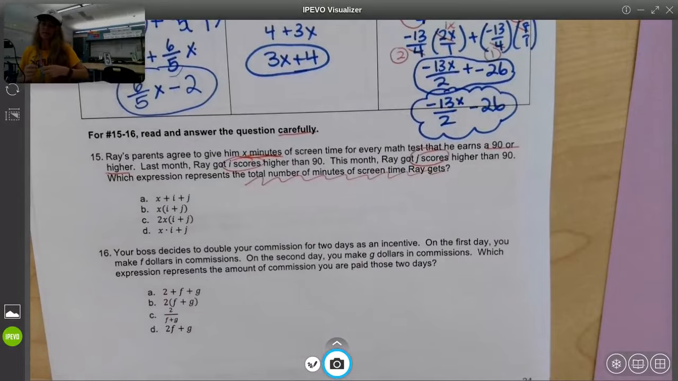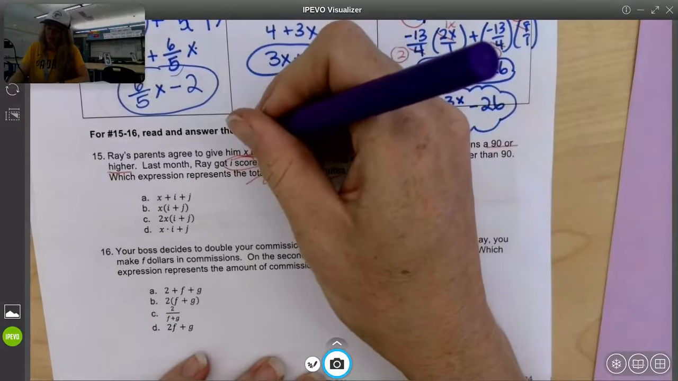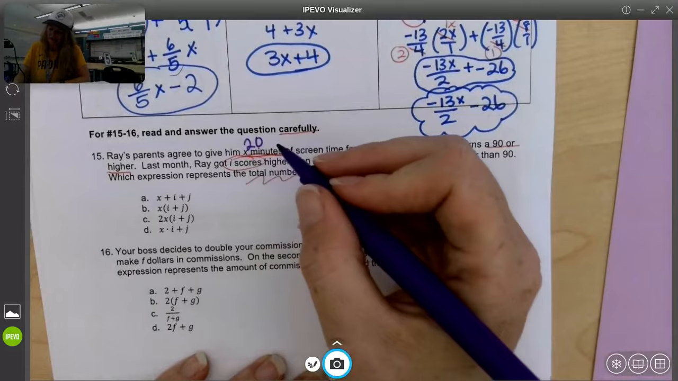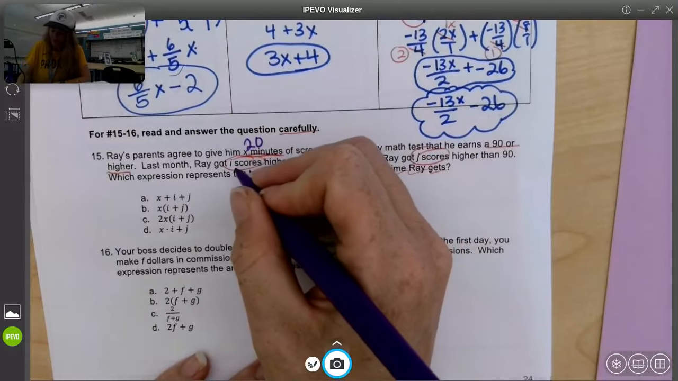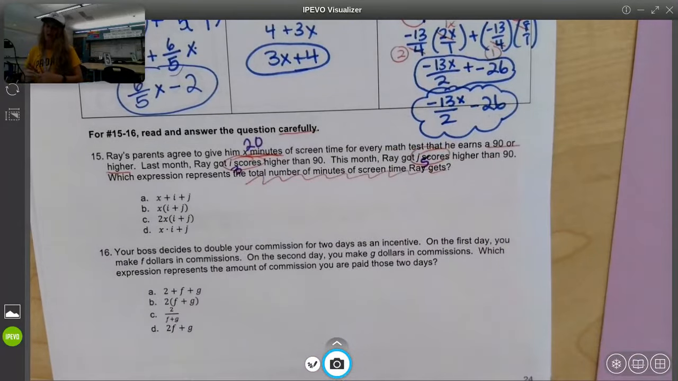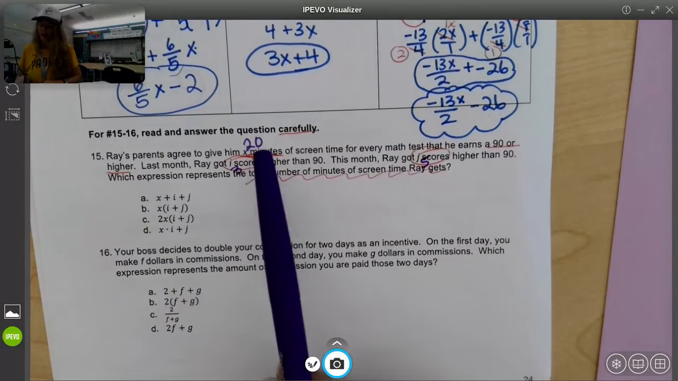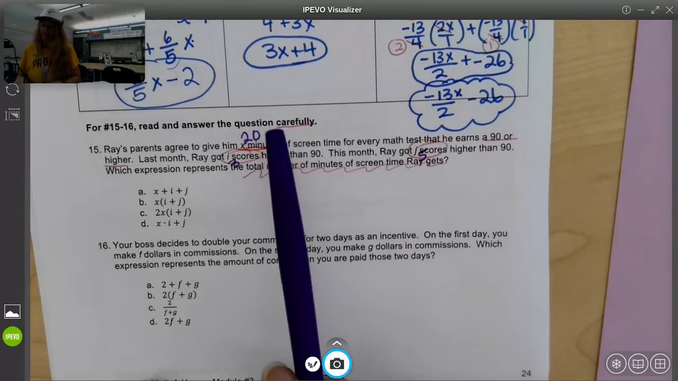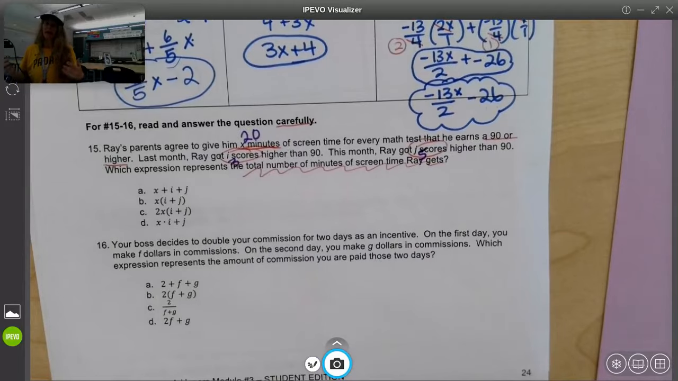This might be a little confusing with all the variables, so let's think about it. Let's say Ray's parents give him 20 minutes of screen time for every math test, and so that X will be 20. And maybe you got 3 scores higher than 90 and then 5 scores higher than 90. How would you figure this out? Well, it's X groups of 3 plus X groups of J. These are the minutes of screen time you're getting for every score higher than a 90.